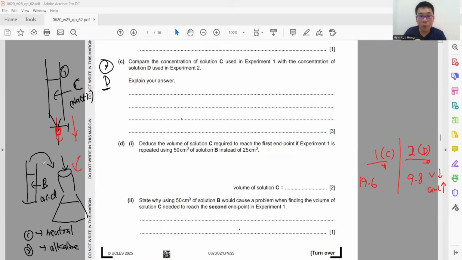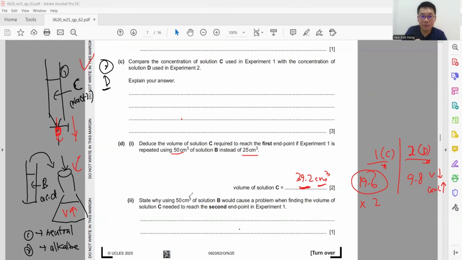D. Deduce the volume of solution C required to reach the first endpoint if experiment 1 is repeated using 50 cm cube of B instead of 25 cm cube. So when the volume here is double, then the volume here should also be double. So you times 2 will be 39.2 cm cube. Value 1 mark, unit 1 mark.